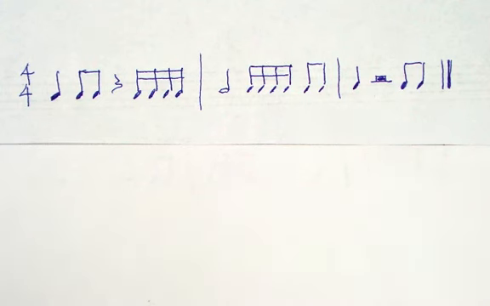Okay, guys, we're going to do some basic counting for level 2.1 using whole notes, half notes, quarter notes, eighth notes, and 16th notes. This is the very basics of counting. All right, let's just review a few things in our time signature.